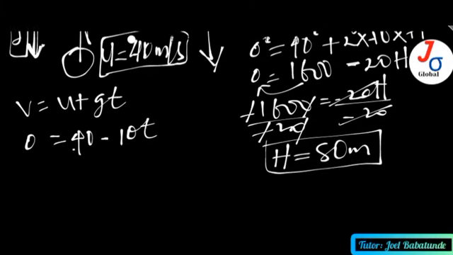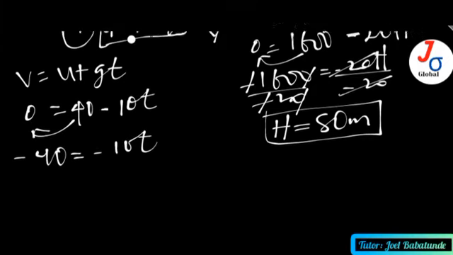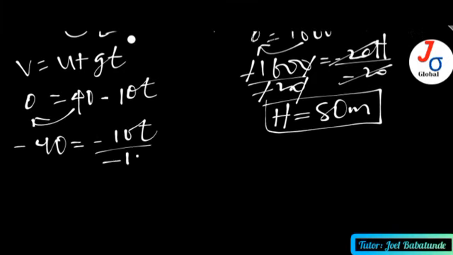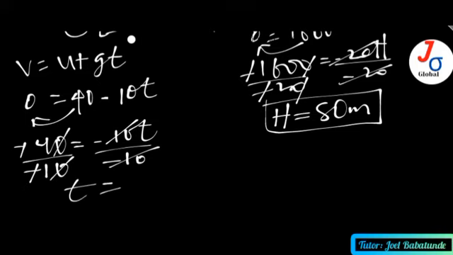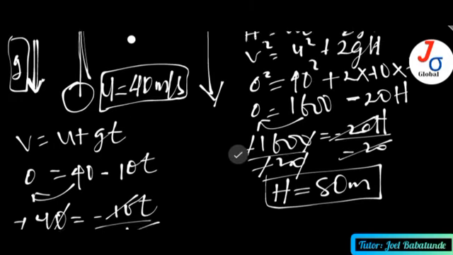So I'm bringing this down. I have minus 40 equals minus 10t. Then I divide both sides by minus 10. So t equals: minus cancels out minus, I have 40 divided by 10, 0 cancels 0, so I have 4 seconds. So the time it takes to get to its maximum height is 4 seconds.